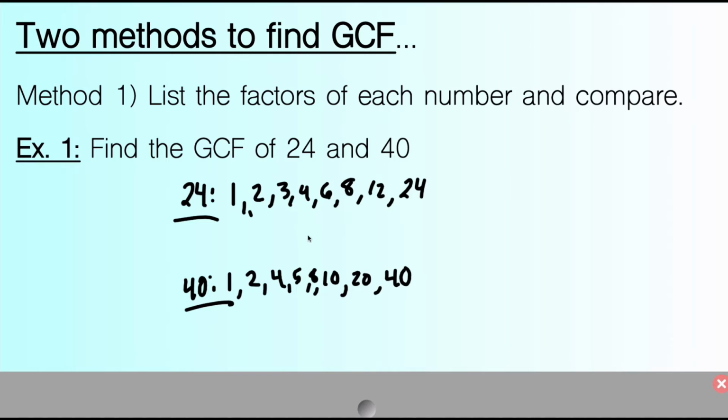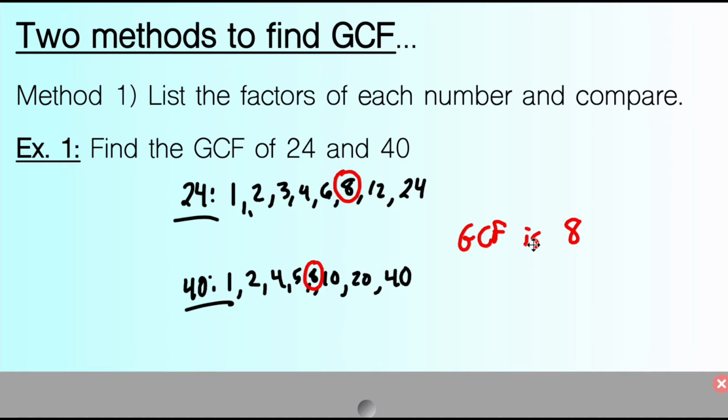Now that I have all the factors listed out, I'm looking for the greatest common factor. So which number is the biggest that's in both of these lists? Well, if I go through, I can clearly see that the greatest factor that's common between these two is 8. So the GCF of 24 and 40 is 8. That's the largest factor that they share in common with one another.